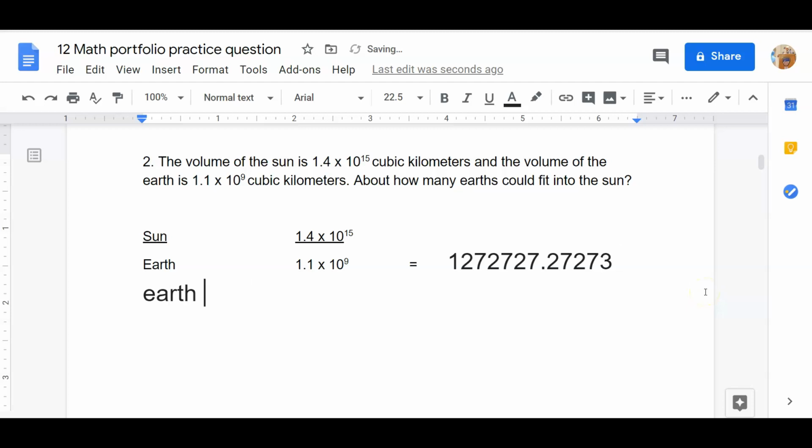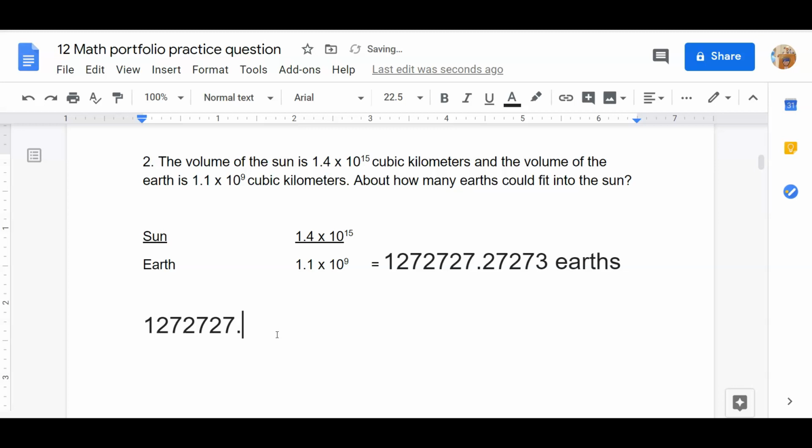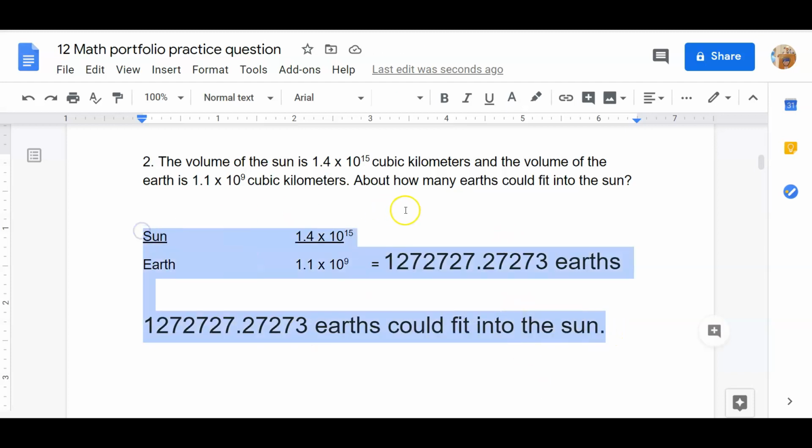So we need to answer it with our words. So when I answer this question, I want you to write 1272727.27273 Earths could fit into the sun. All right? And that's how you answer this question. That's it. That's all you need to show. You need to answer in words and you need to show me the work.